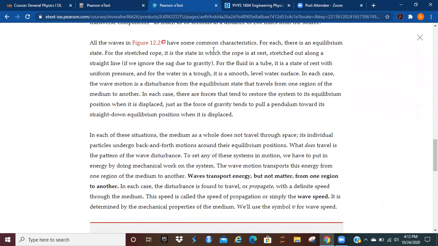It depends on the type of situation that you're in. When the rope is at rest, it's going to be stretched out along a straight line. That's going to be considered at rest for the fluid in the tube. It is at a state of rest with uniform pressure, as for water in a trough, if it's at a smooth surface. The wave is going to be a disturbance from that state. In each case, there are forces that tend to restore the system to its equilibrium position when it's displaced.